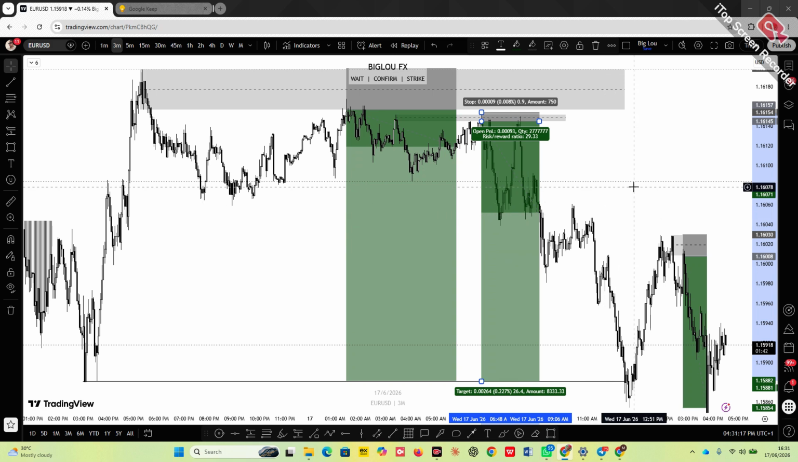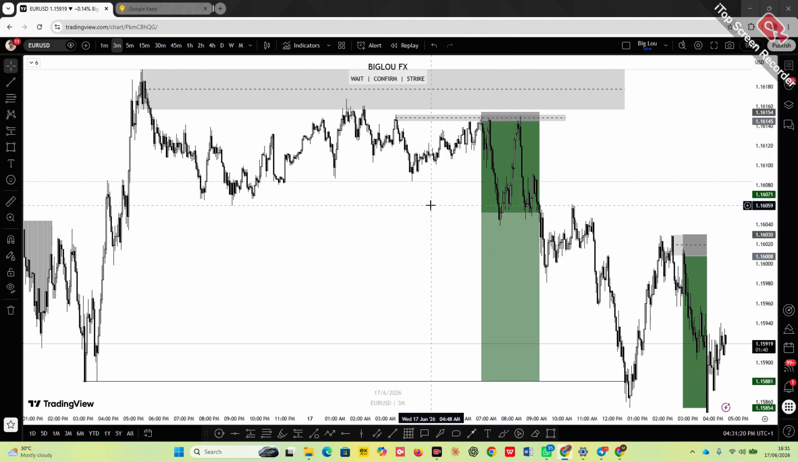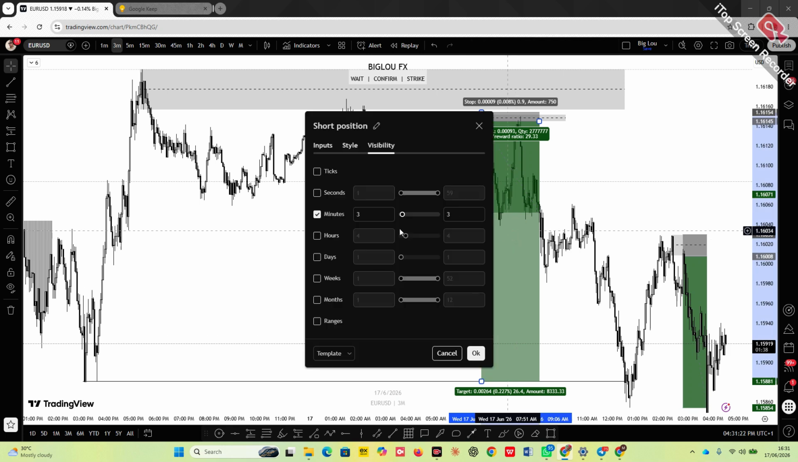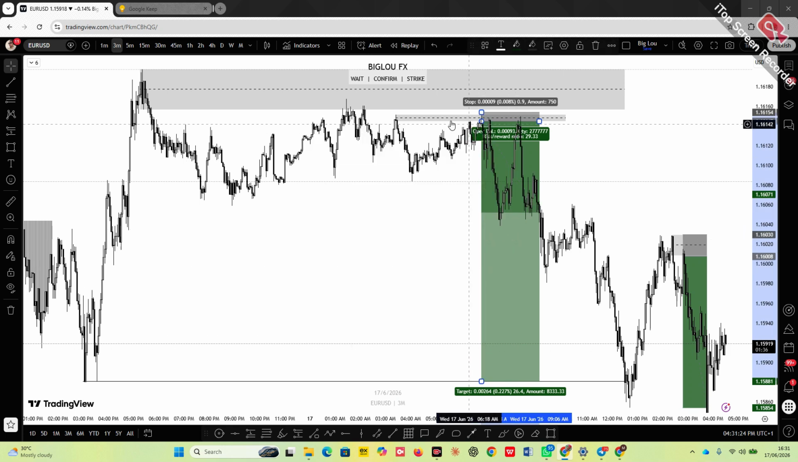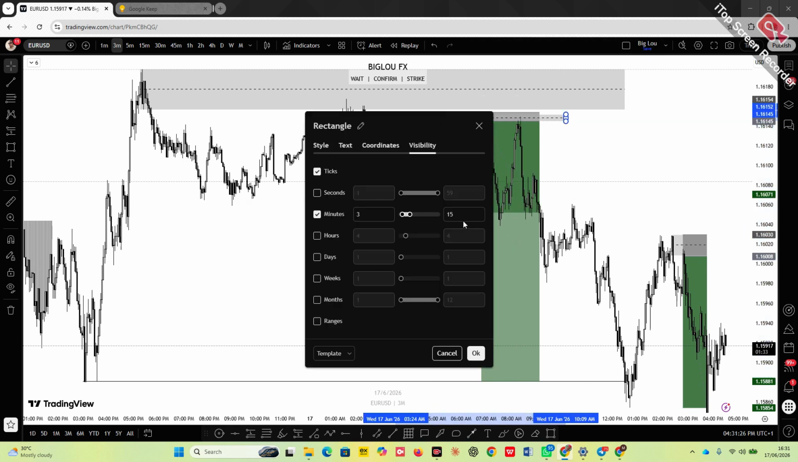Okay, which is crazy. So this should only appear on the 3 minutes because that was a confirmation trade. This should also only appear on the 3 minutes.